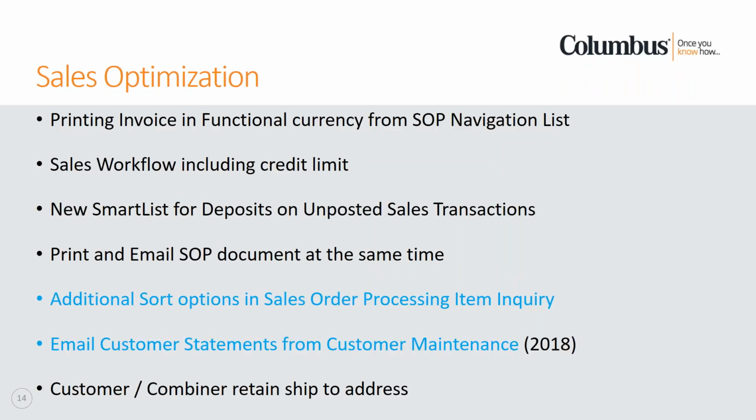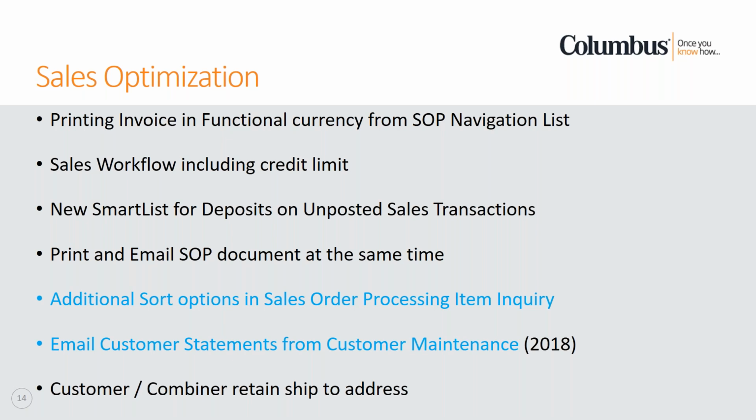So then we go into the sales features that have been added in 2018 R2. We can print an invoice in the functional currency of the invoice or the customer directly from the sales order processing navigation list. So if you're using the navigation list to do some printing, you can now print in the functional currency. Before that was not available. You had to go out to the individual document or the batch to be able to get that done.